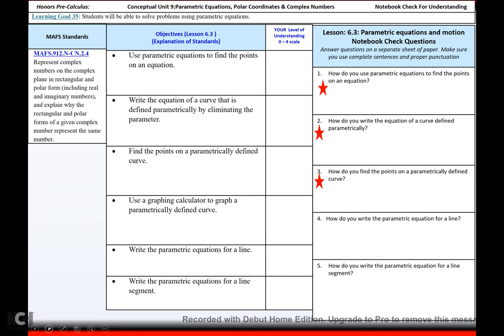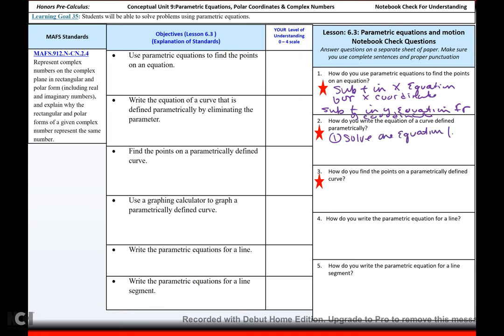Alright, so how do you use parametric equations to find the points on an equation? 1. You substitute t in the x equation for the x-coordinate, and you substitute t in the y equation for the y-coordinate. 2. How do you write the equation of a curve defined parametrically? 1. You solve one equation for t. 2. Substitute into the other. 3. Simplify. 3. How do you find the points on a parametrically defined curve? Same as 1. Not really sure why they're repeating themselves.